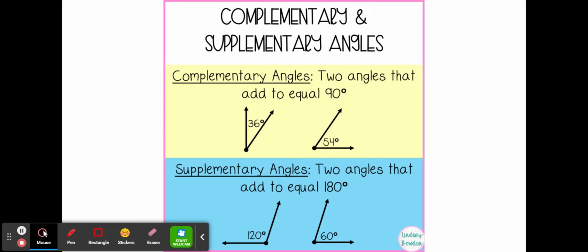Complementary and supplementary angles. Remember, complementary angles add together to equal 90, so 36 and 54. Whereas supplementary angles are ones that add up to 180, so 120 and 60.